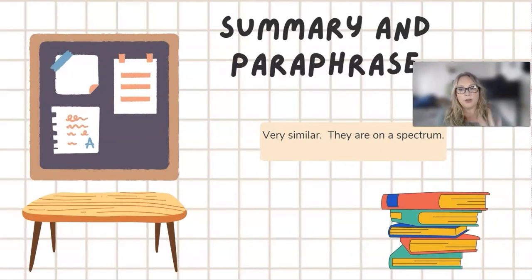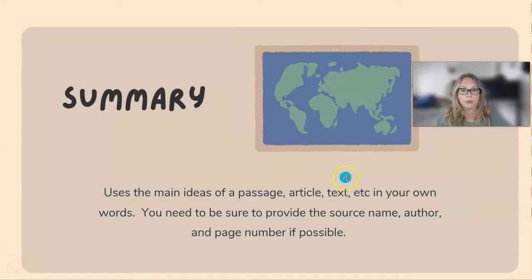So summary and paraphrase are sort of similar. You're kind of summarizing. It's kind of on a spectrum. It's not like you do one or you don't do one. It's kind of together. Summary is using the main ideas of a passage, but you put it all in your own words, right? It's all in your own words, and it's kind of from memory. You still need to make sure that you provide the source, the name of the author, the page number, if possible, okay? So, you don't always have to have all of those things, but you do need to tell your audience where this is coming from to offer that sort of credibility.